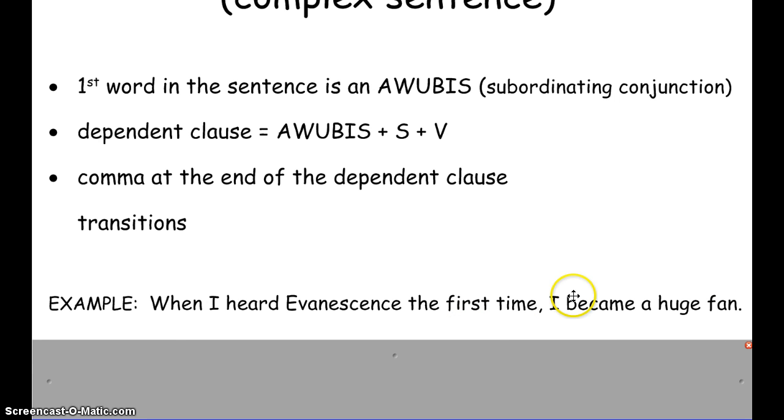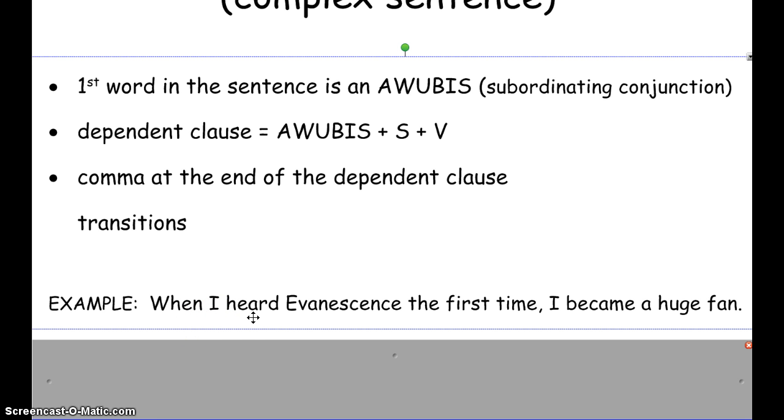So this part of our sentence is an independent clause. It's a complete sentence. This part is dependent upon the rest of that sentence in order to make sense. It doesn't make sense by itself. So we're looking for a sentence that has one of those awubises at the beginning, when. I could say after I heard Evanescence for the first time.